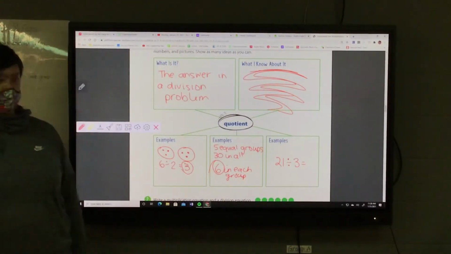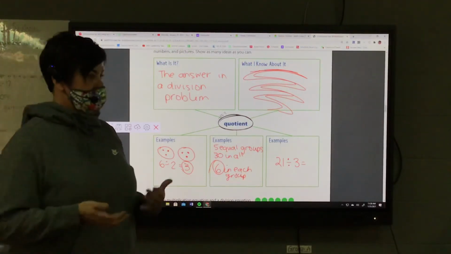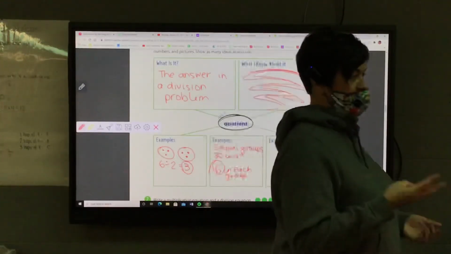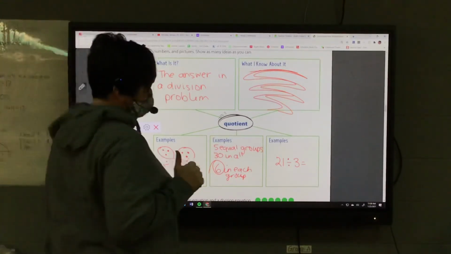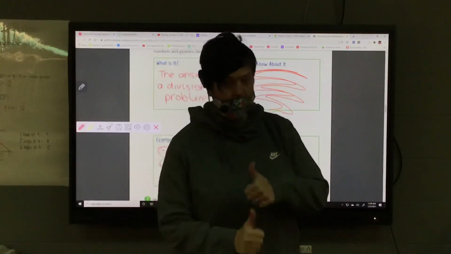If you know your multiples of 3, 3, 6, 9, okay, if you know those, you'll be able to figure out what the quotient is. If you know your facts, 3 times 1, if you know those, you'll be able to figure out what the quotient is also. 2 thumbs up if you know what the quotient is.